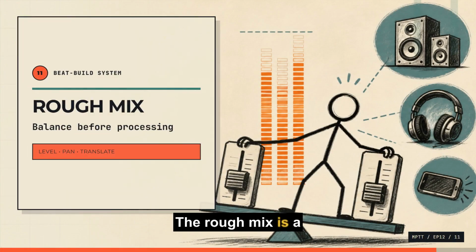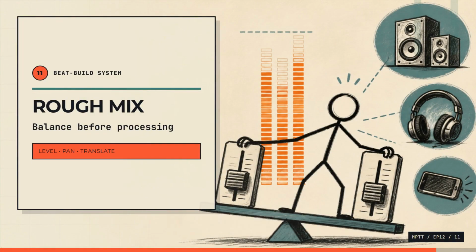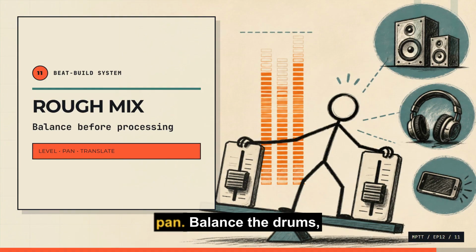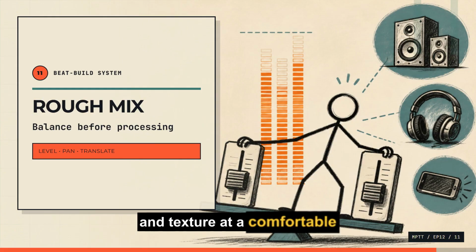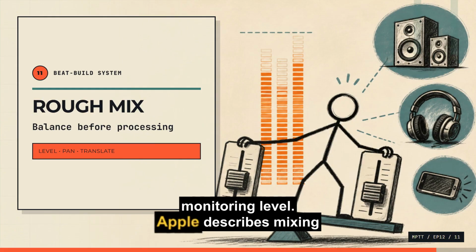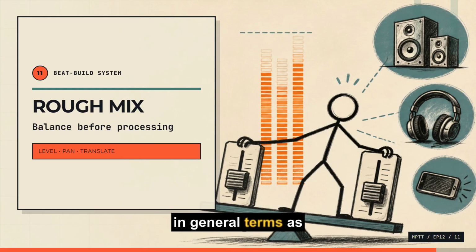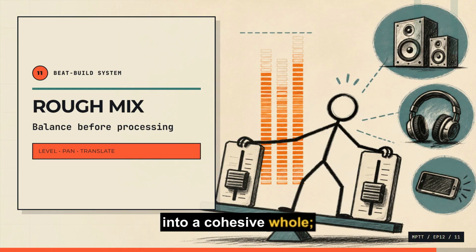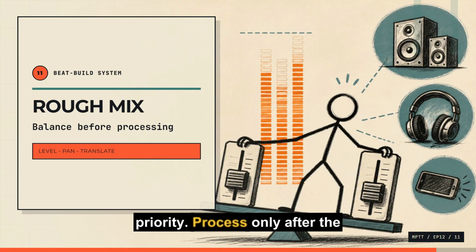The rough mix is a clarity pass, not a mastering contest. Save a new version, pull all channel levels down if the master is crowded, and begin with faders and pan. Balance the drums, bass, harmony, melody, and texture at a comfortable monitoring level. Apple describes mixing in general terms as balancing parts and blending them into a cohesive whole. That definition is a useful priority. Process only after the balance reveals a problem.